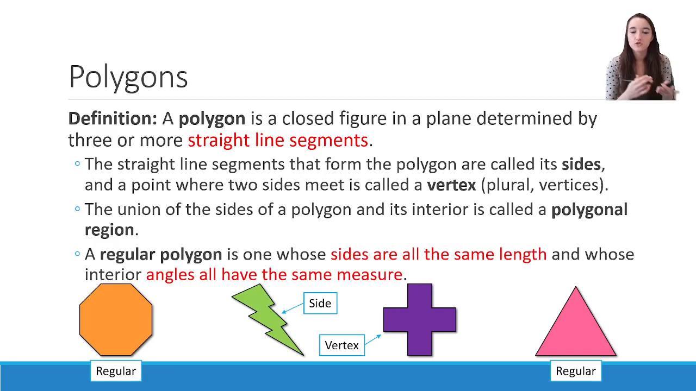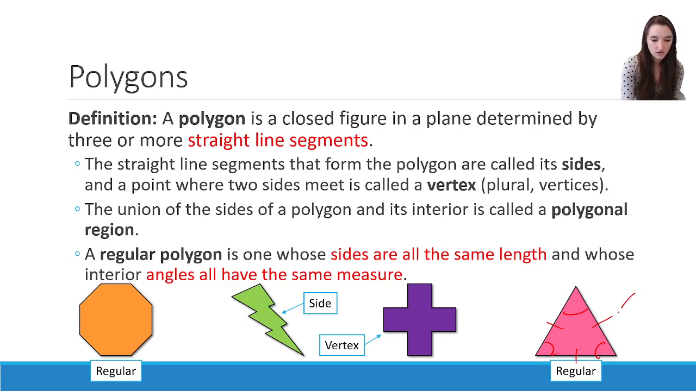And a regular polygon is a special type of polygon whose sides are all the same length and whose interior angles all have the same measure. So in this case, I have a regular 8-sided polygon and a regular 3-sided polygon, which we will name in a moment. I'm sure some of you know what those are called. But they're regular because they have all the same angles and all the same side lengths.